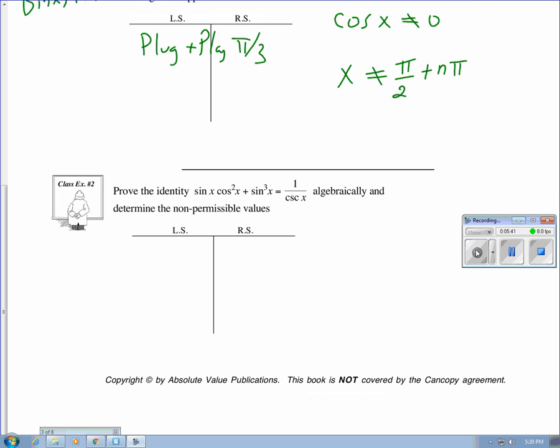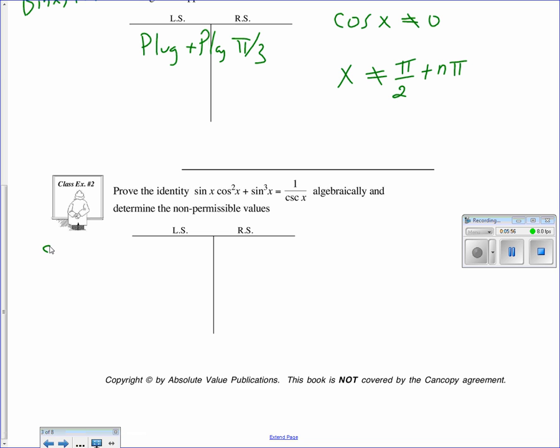So again, I'll challenge myself to do it in the same way. Can I simply attack this? I'm going to attack the most complicated side, which is the left-hand side. And the first one is my ability to factor out a sine. So I can factor a sine x out, and then I'm left with cosine squared x plus sine squared x. Well, that's really good. That's a straight-up Pythagorean identity. That's sine x times 1, which is just sine x.